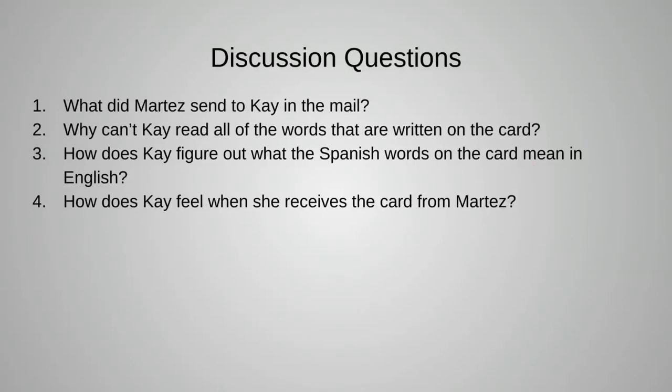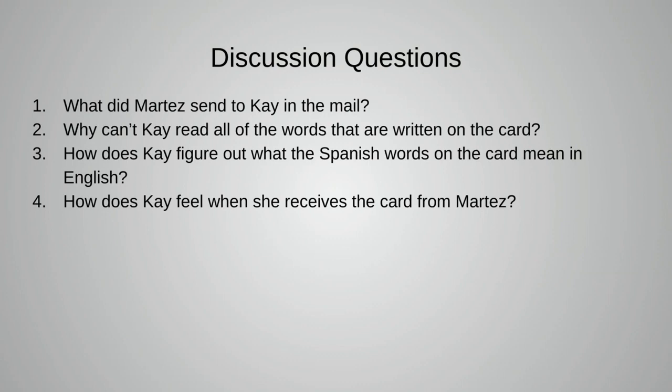So we're going to do some discussion questions, and our discussion questions are to help us think and understand what we just read and what we just heard. So number 1, what did Martez send to Kay in the mail? Martez sent a card to Kay in the mail. Number 2, why can't Kay read all of the words that are written on the card? Kay can't read all of the words written on the card because some of the words are in Spanish and Kay does not know Spanish.